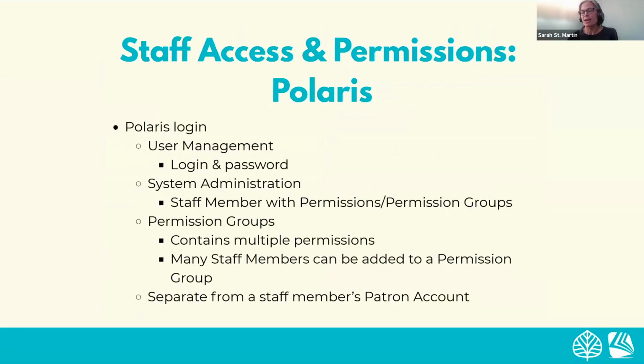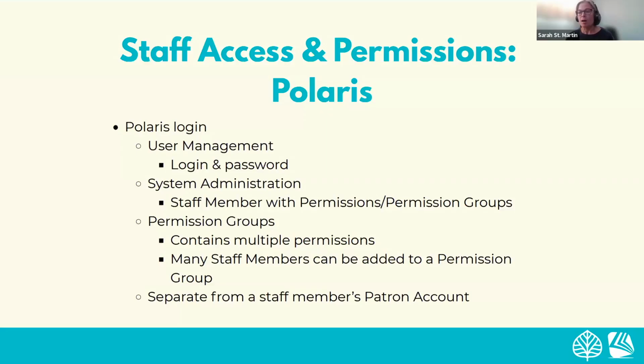So I'll start out with some staff access and permissions. For Polaris, the login to Polaris itself is a completely separate login. You create the login and password, and then in system administration, you have the staff member, and you assign them permissions and permission groups. In the Polaris client, you can assign individual permissions, but in the web admin, you can only assign permission groups. Permission groups contain multiple permissions, and many staff members can be added to a permission group, so it's really easy to see who is in that permission group.